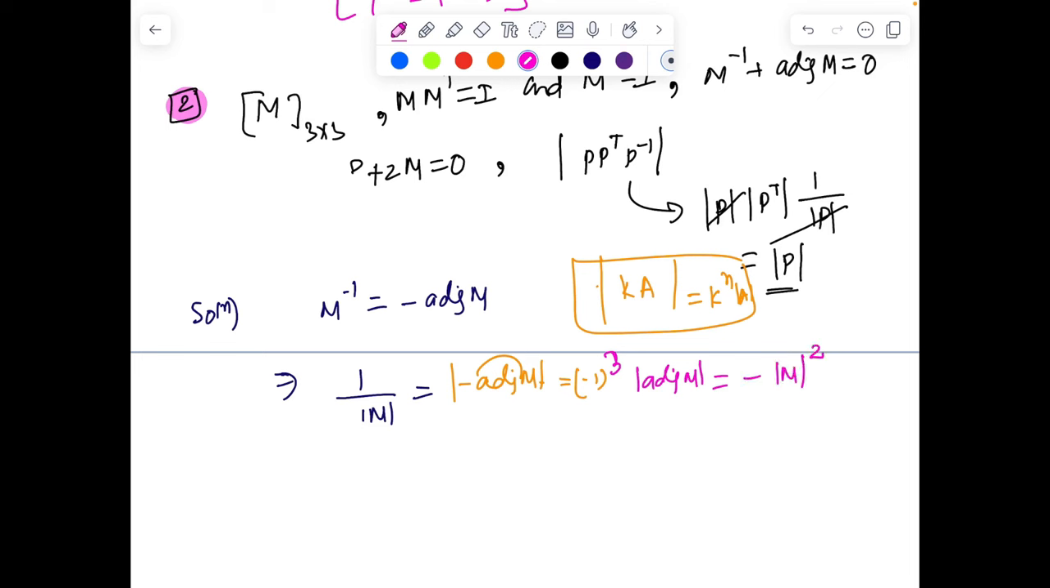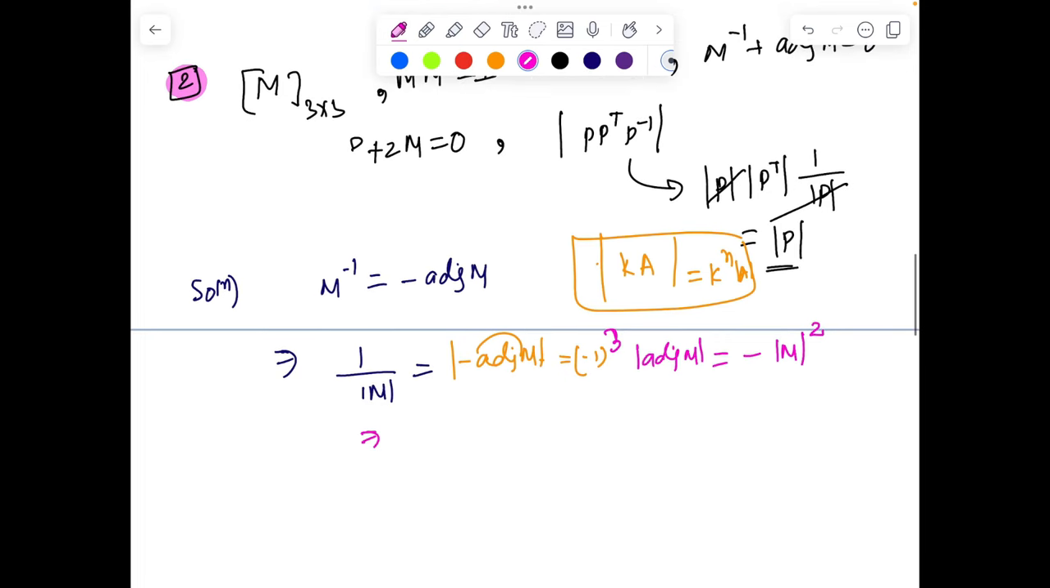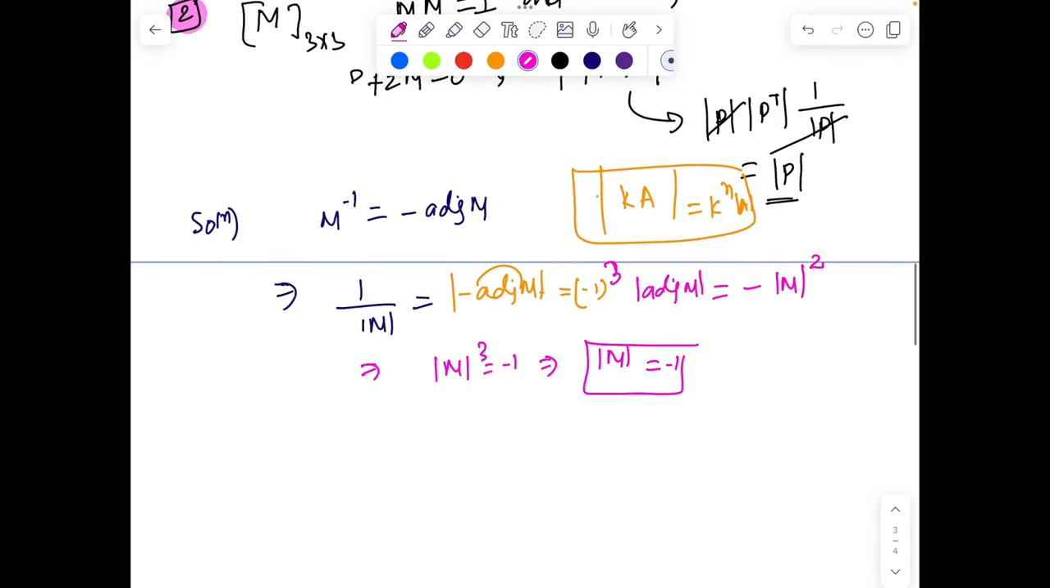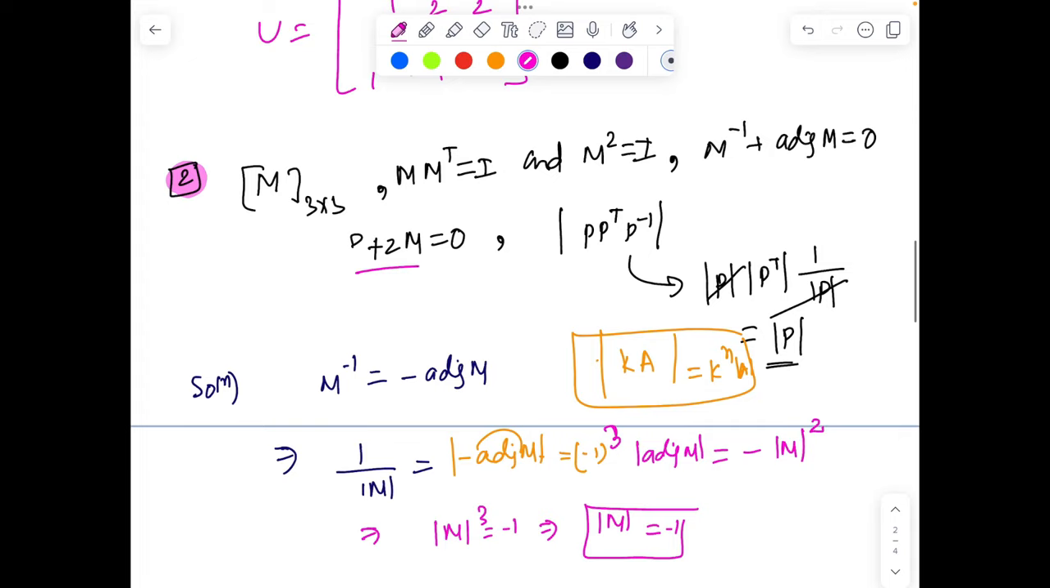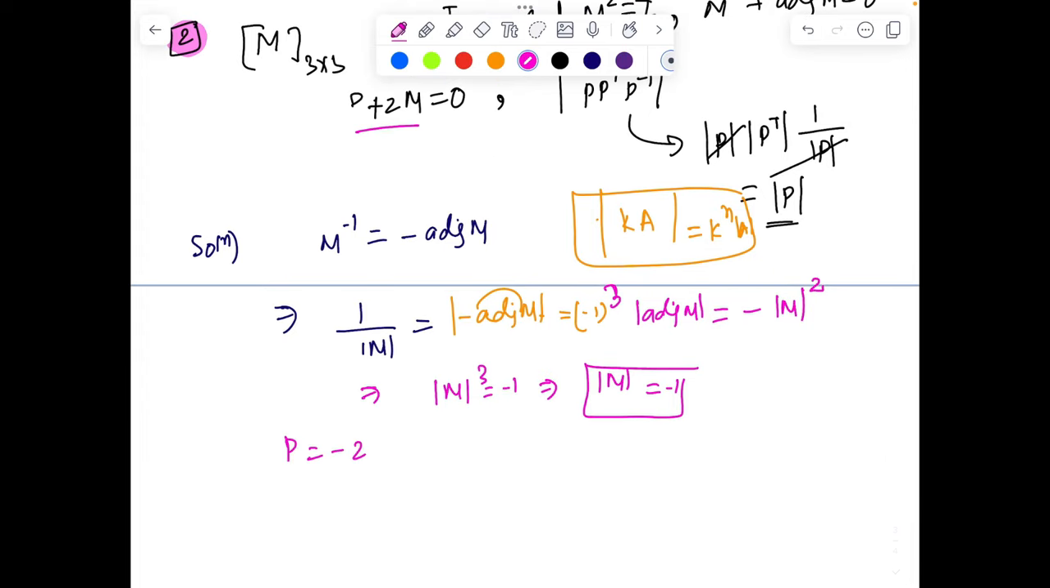So from here minus 1 to the power 3 will come, and det of adjoint of M. Det of adjoint of M is a very standard property. It's det of M to the power n minus 1. So n is 3 here, so det of M is squared. So from here, what is the value ahead? Det of M cube equals minus 1, which gives det of M equals minus 1.